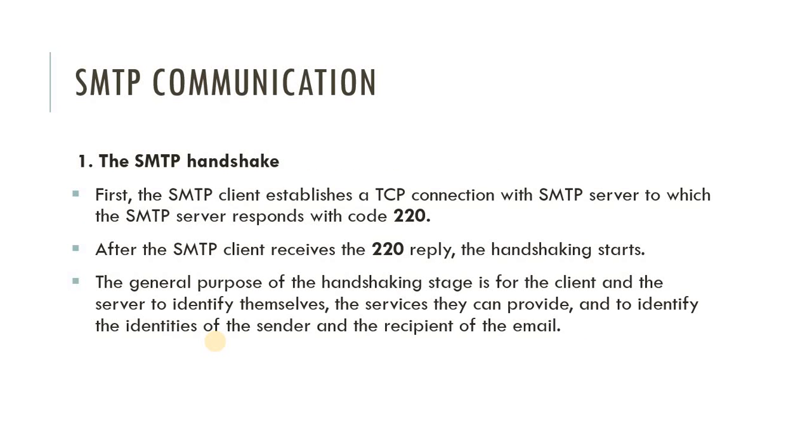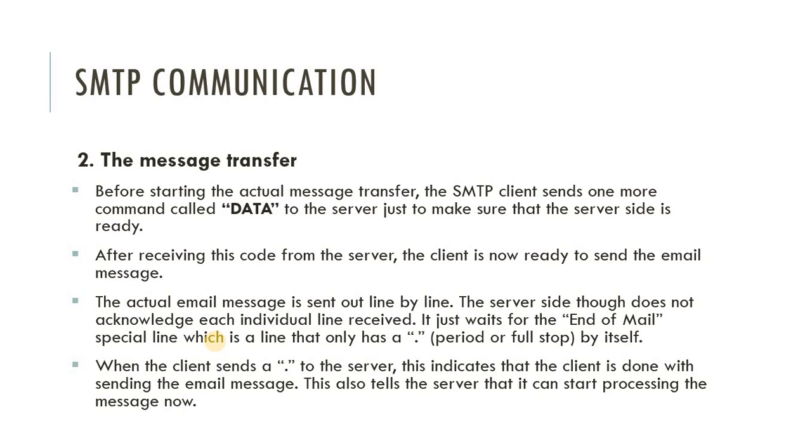Let's understand what message transfer is. Before starting the actual message transfer, the SMTP client sends a command called data to the server just to make sure that the server side is ready. After receiving the reply code from the server, the client is ready to send the email message. The actual email message is sent out line by line. The server does not acknowledge each individual line received. It just waits for the end-of-mail special line, which is a line that has only a full stop by itself. When the client sends a full stop to the server, this indicates that the client is done sending the email message. This also tells the server that it can start processing the message now. All of this is done in the message transfer stage.